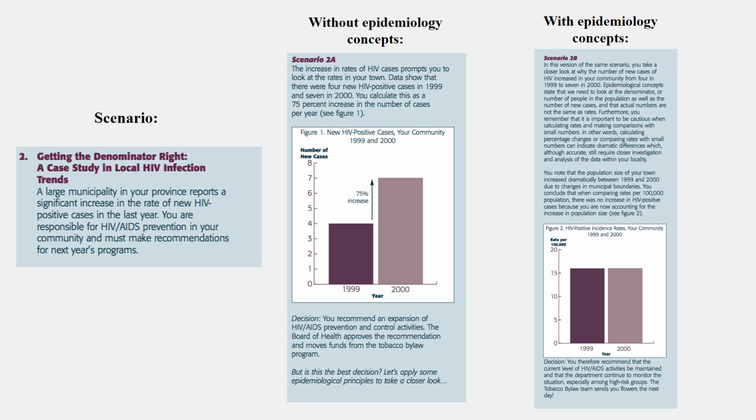Using epidemiology, you look more into why cases of HIV/AIDS have increased from 4 to 7 between 1999 and 2000. Now, these concepts included in epidemiology prompt you to look at the denominator/population of people as well as the new number of cases. This concept helps you realize that calculating percentage changes and comparing small numbers can indicate dramatic differences which aren't entirely accurate. And upon this additional research, you find out that your town population has increased significantly between these two dates and conclude that there really is no increase of rate of HIV cases, as you've now accounted for the increase in population size. So, in this case, you recommend no budget changes and continue to monitor the situation.